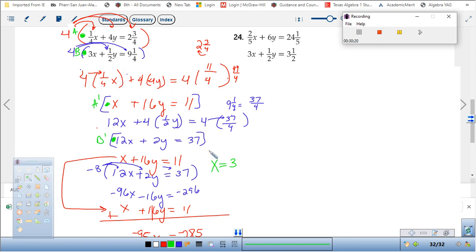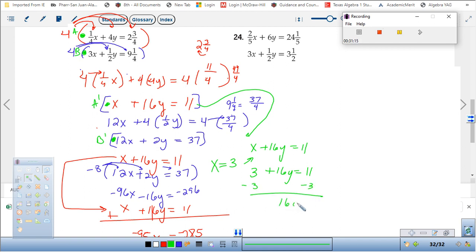Knowing that these look smaller, I'm going to get this and plug it into here. So I have x plus 16y is equal to 11. This one I want to plug it in right there, when I have 3 plus 16y is equal to 11. Minus 3, we're going to have 16y is equal to 8. Divide by 16, we're going to have y is equal to 1/2. Boom! Mic drop.